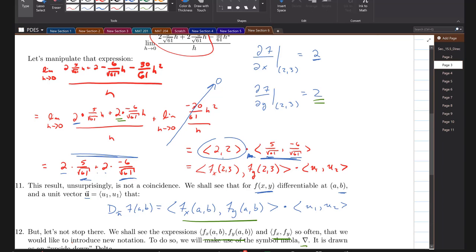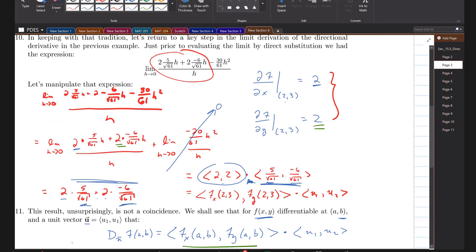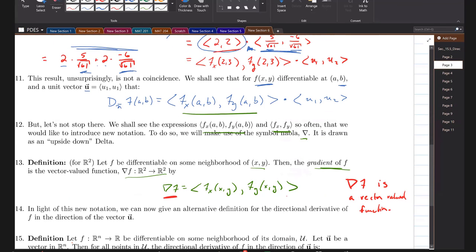No. The 2 is what, so I'm asking you to take, and you can check this, if you took the partial derivative of this original function with respect to x and plugged in the ordered pair 2, 3, it would output a 2. And if you took the partial derivative of our original function with respect to y and plugged in the point 2, 3, it would also spit out a 2. So this vector right here is the thing we just defined. The partial derivative evaluated at the points that you're working with.